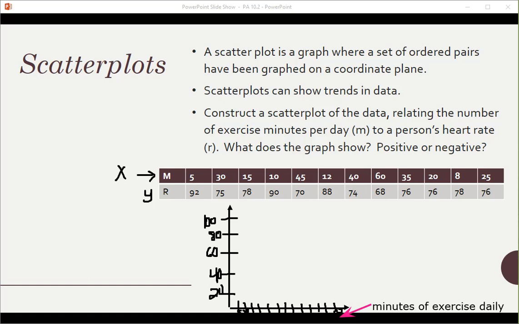Now I want to label this left axis. This says it represents my heart rate, or a person's heart rate. Okay. That would be my label for this axis. Now I'm going to graph my points. So I would want to graph the point (5, 92). So (5, 92) might be somewhere around here.